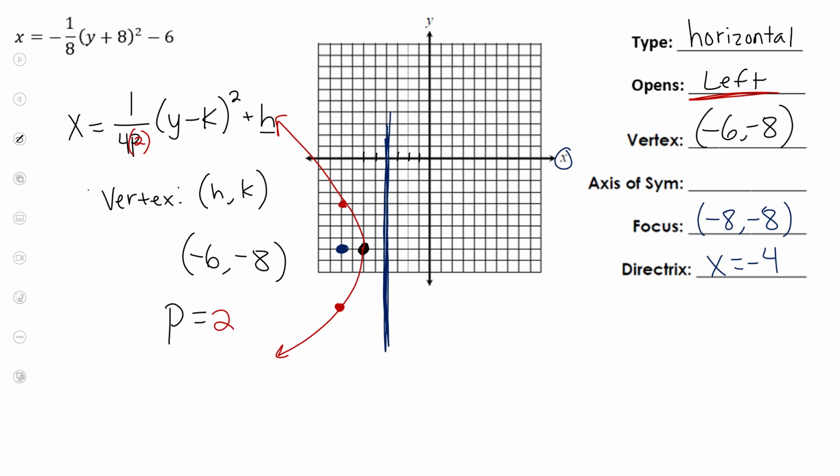Okay, now lastly, the axis of symmetry. This line splits it down the middle. That crosses the y-axis at -8.